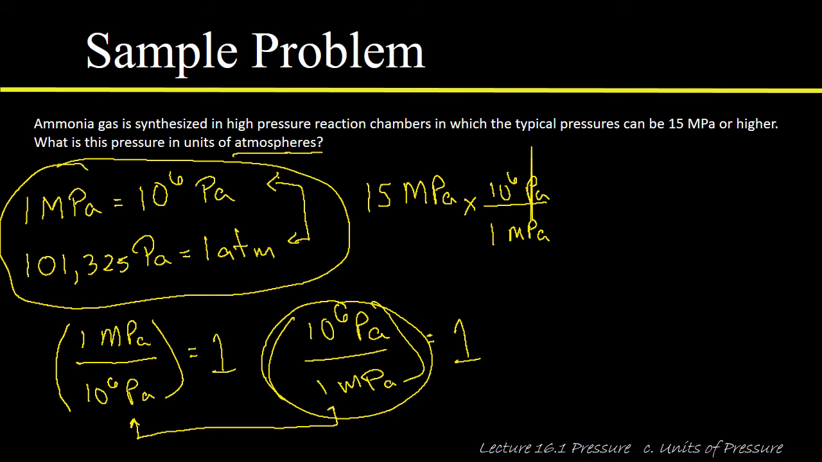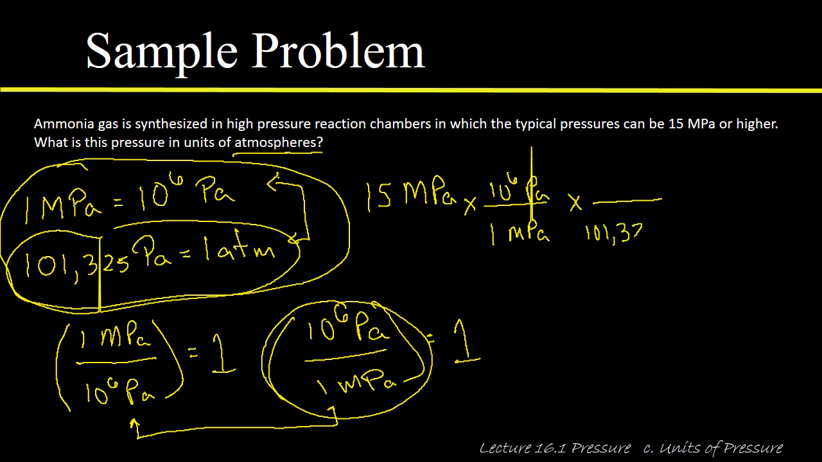And then we'll do a second step to convert between Pascal and atmospheres. So we'll make another conversion factor. In this case, we want pascals to cancel. So we'll write 101,325 Pascal in the denominator and 1 atmosphere in the numerator. All right, and then when we multiply that together, you see that our megapascals cancel, our pascals cancel, and the units that we end up with are atmospheres.